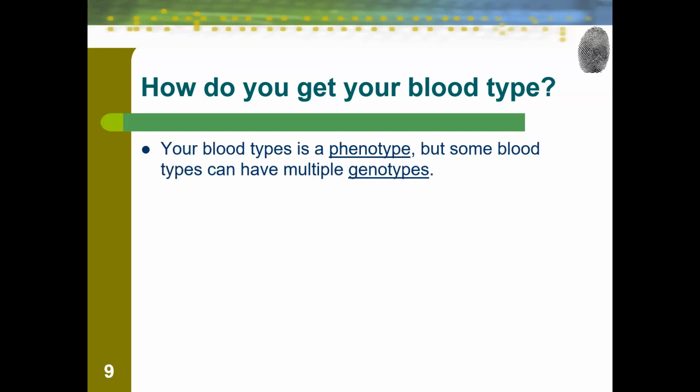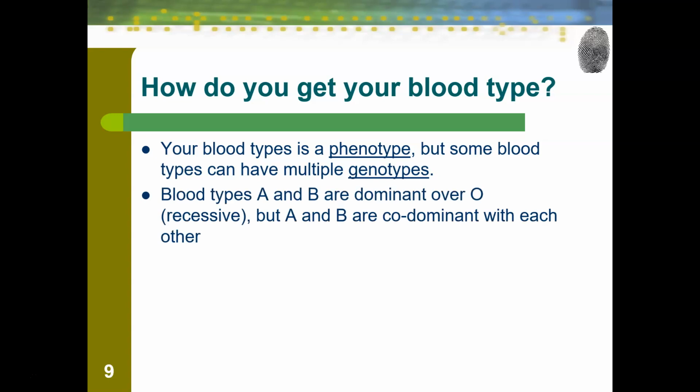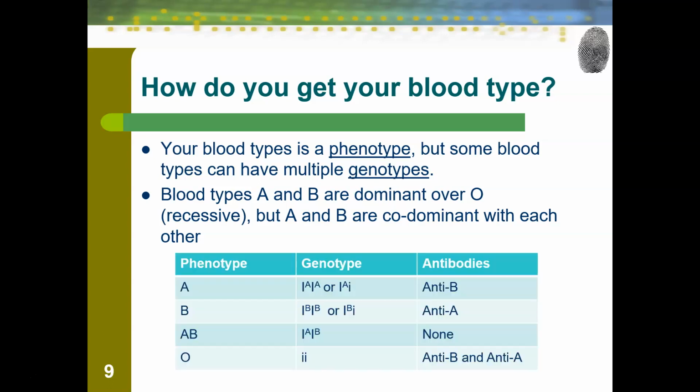So your blood type is your phenotype. It is a physical characteristic that you display. But some blood types have multiple genotypes associated with them, different genetic ways that that blood type can be produced. And this is because blood types A and B are dominant over blood type O. O is a completely recessive blood type. But A and B are co-dominant with each other, meaning that neither of them is really stronger than the other, so to speak. And this is where our 4 blood types come from.